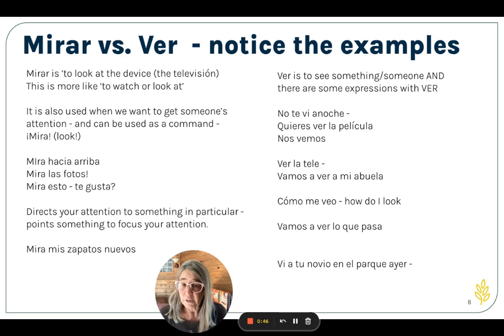Mira las fotos. Look at the photos here that I have. They're so amazing, or whatever. Mira esto, ¿te gusta? Do you like this one? So it directs your attention. Mira mis zapatos nuevos. Look at my new shoes.